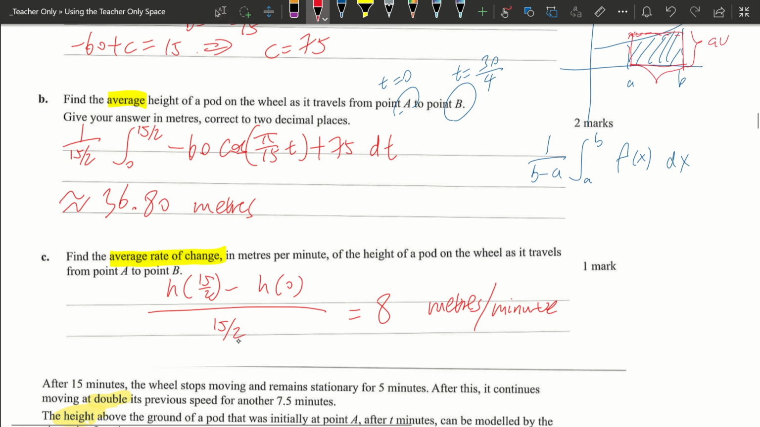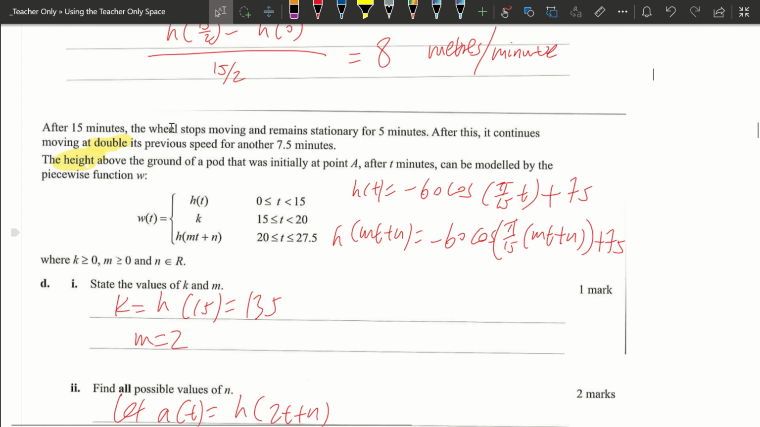Average rate of change is, again, you have a curve, you have 2 points, and you have a straight line in between, and the gradient of the straight line. Rise over run, y minus y, x minus x. And that's the answer. Okay, after 15 minutes, the wheel stops moving and remains stationary for 5 minutes.